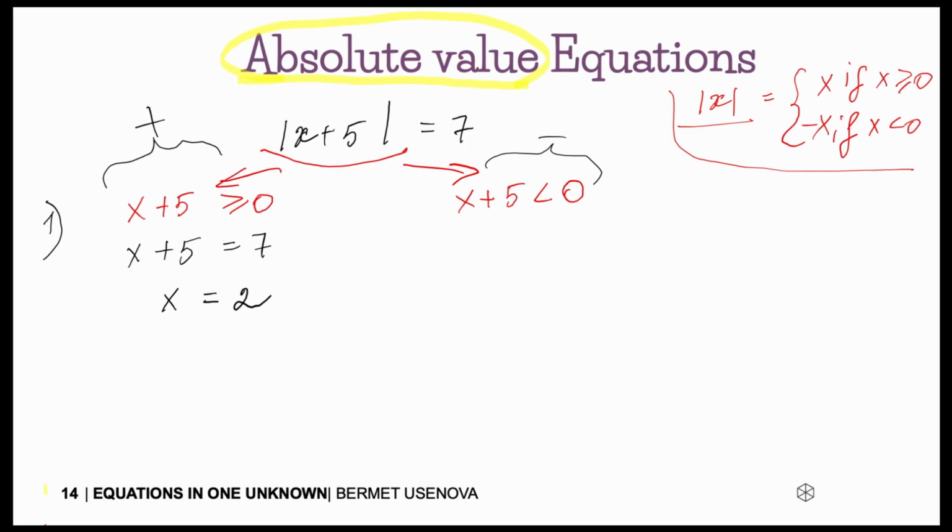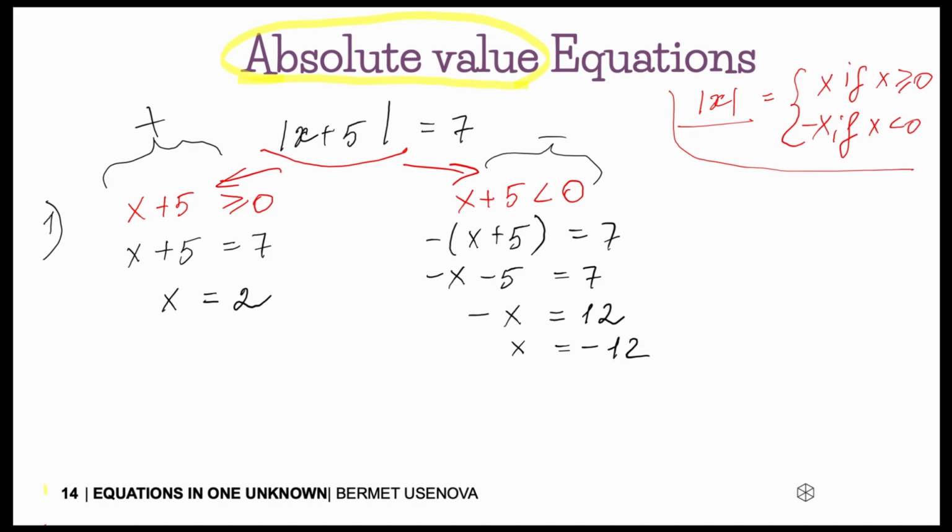And here, if x plus 5 is smaller than 0, then it will be minus (x plus 5) equals 7. In this case, we just open the brackets: minus x minus 5 equals 7. Then we can add 5 to both sides, so it will be minus x equals 12. And finally, x will be equal to minus 12.